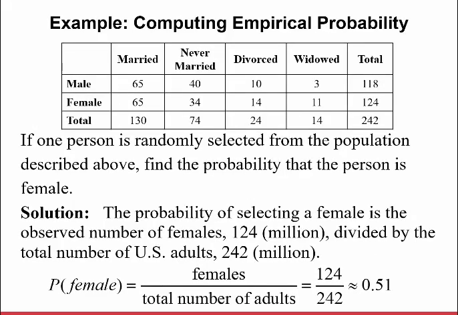So here's an example. I've got this table here talking about males and females, listing if they were married, never married, divorced, or widowed. I also have total rows and total columns. If one person is randomly selected from this population, find the probability that the person is a female. The probability of selecting a female is the number of observed females. Let's look: there are 124 observed females divided by the total number here, which is 242. These are all in millions of people. So the probability is 124 divided by 242, which is roughly 0.51. Notice it's just the number of ways it could happen divided by the total. And that's it.